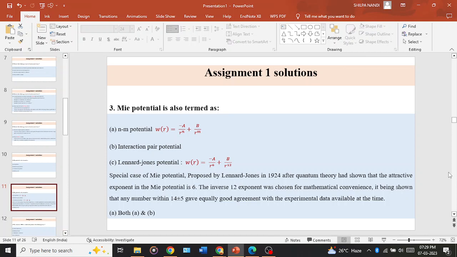Lennard-Jones, after the quantum theory, had shown that the attractive exponent in the Mie potential is 6, and the inverse 12 exponent was chosen for mathematical convenience. It has been shown that any number within 14 plus or minus 5 gave equally good agreement with the experimental data available at the time. So the correct answer for the third question was both A and B. Fine.